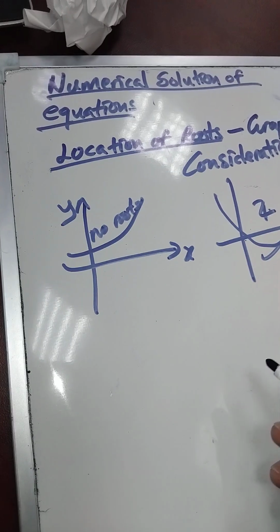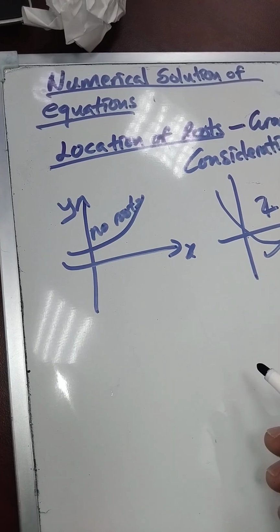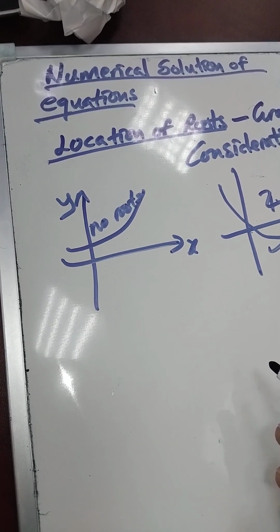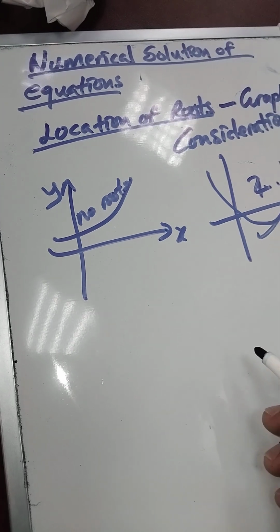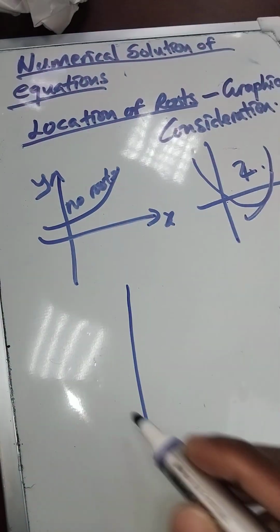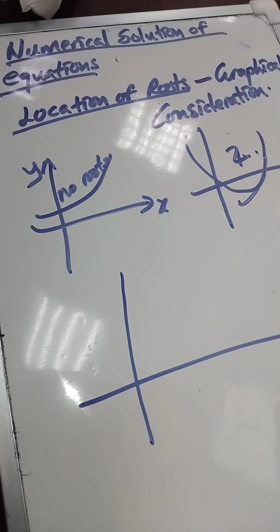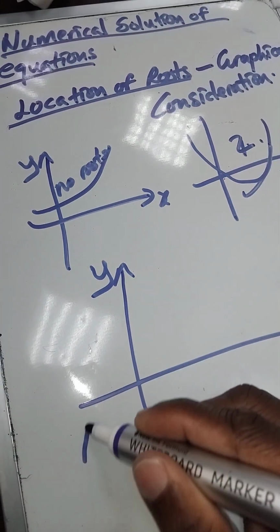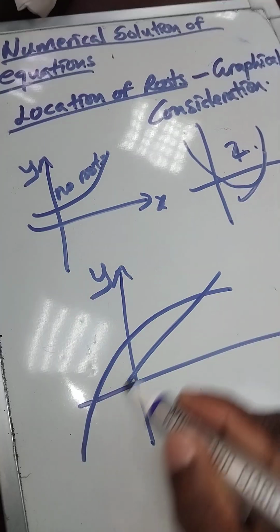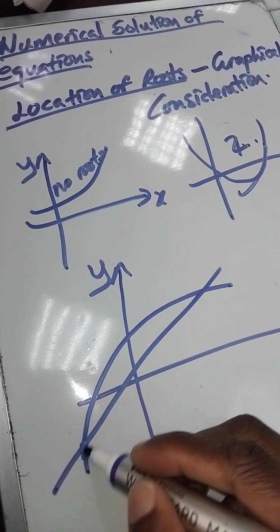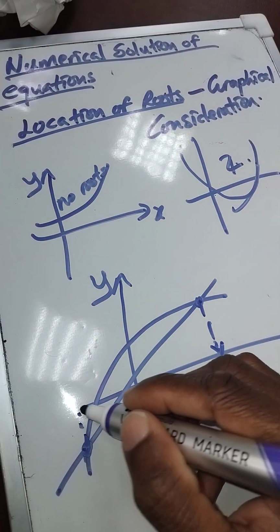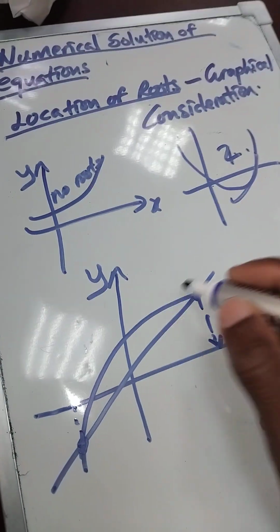However, if there exist two curves on a single diagram, the number of roots is equivalent to the number of points of intersection of the two graphs. So for example, this is our line, and where it crosses the curve at two points, which means we have two roots.